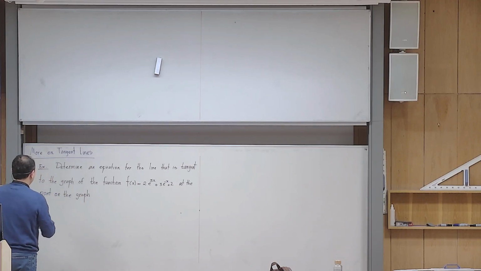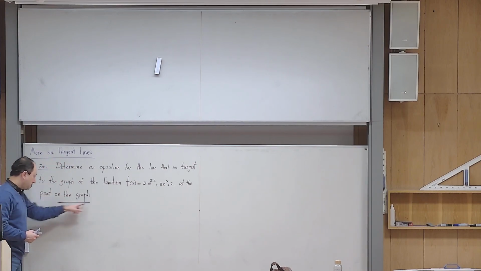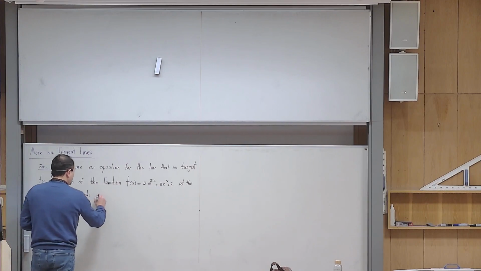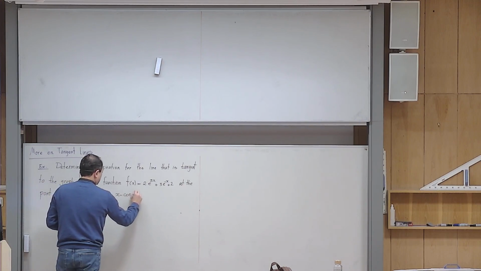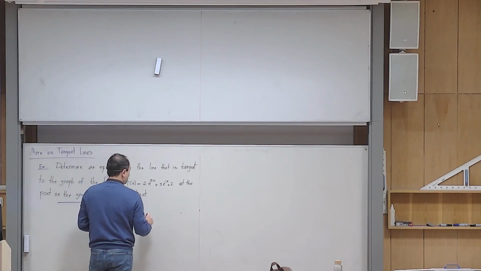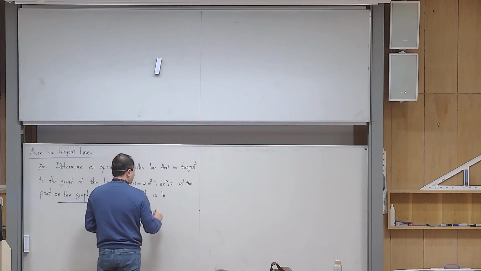So here, because the lesson will be about this, I want to emphasize the point on the graph. Of course, this is the only problem we were able to solve till now, but because the next lesson, more on tangent lines, is about what happens if the point is outside, let me emphasize this phrase today. So point on the graph whose x coordinate is ln of 2.